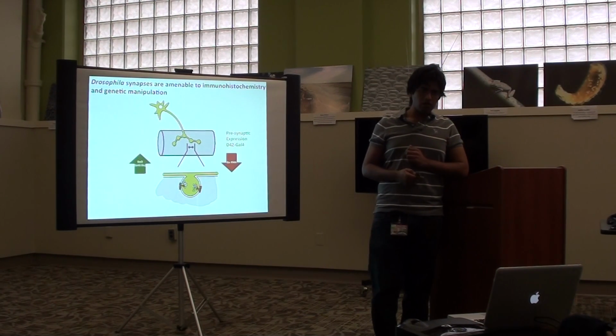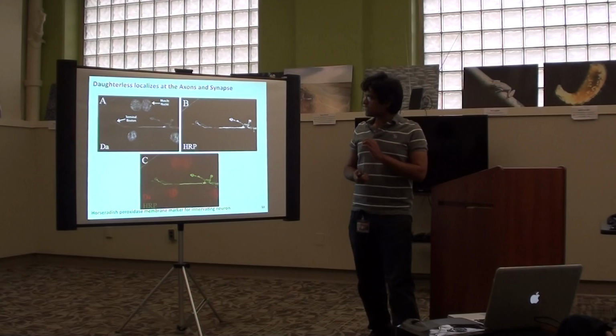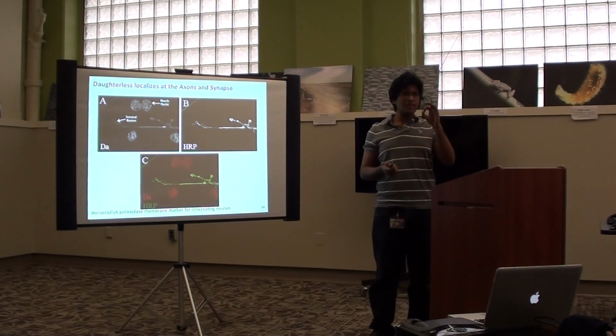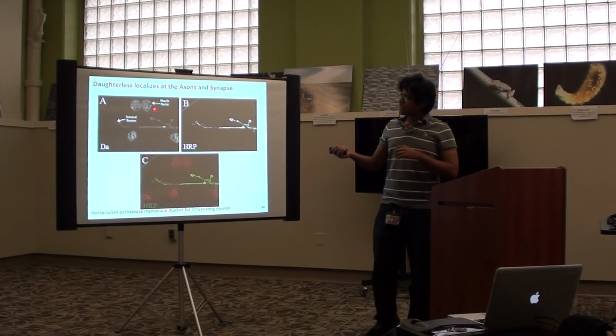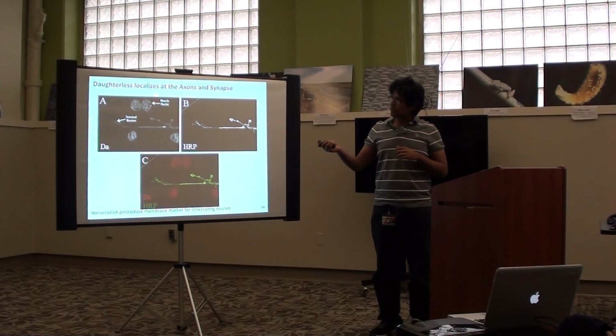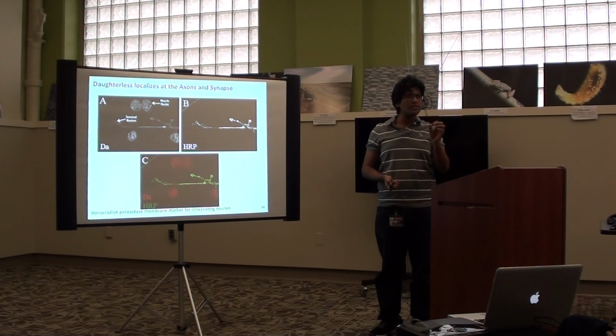Overall, what we could do is knock down Daughterless expression or overexpress it. What I'm showing here is Daughterless expression at the synapse. This is the Daughterless antibody that we're recognizing in the muscle nuclei, the axon, and the synapse. This is really important because we're seeing it after a certain development, and we're seeing it outside the nucleus.